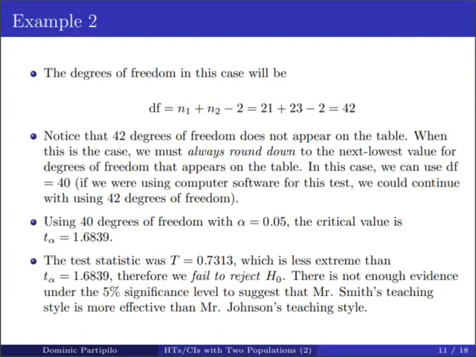So since our test statistic, which was 0.7313, is not as extreme as our critical value, which was 1.6839, we will fail to reject the null hypothesis and conclude that there's not enough evidence under the 5% significance level to suggest that Mr. Smith's teaching style is more effective than Mr. Johnson's teaching style.